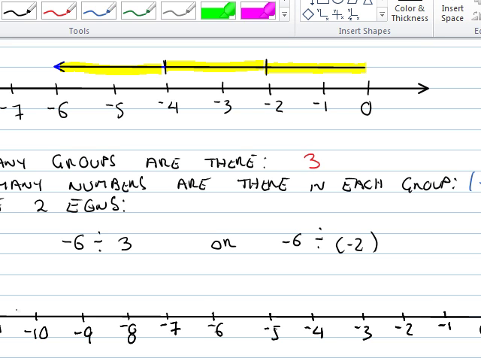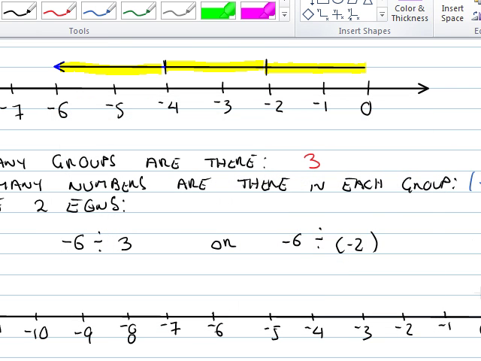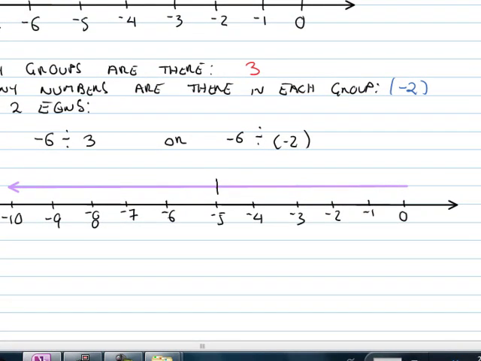Okay, so now, what color should I use? Eeny, meeny, miny, mo. Should I use purple? Haven't done purple for a while. Okay. So again, this time it goes from 0 to -10. I'm going to just draw a breakage point. The breakage point is going to be right here.